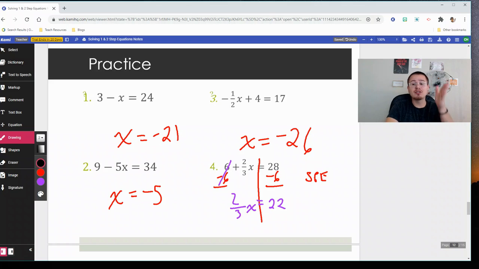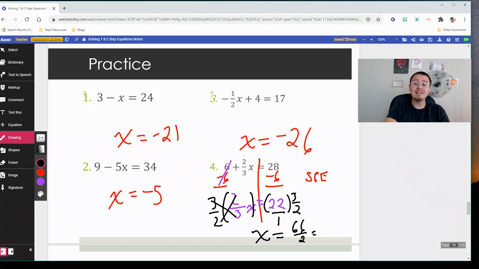2/3 x means 2 over 3 times x. It also means 2 times x divided by 3, however your brain sees it. We got to get rid of it. How we do that, we multiply by the reciprocal, on both sides in parentheses. The reciprocal of 2/3 is 3/2. Flip it around. I like to make my whole numbers over 1 to help me multiply. That's going to make a 1. So we get x equals 22 times 3 is 66, 1 times 2 is 2. And we know, because those are both even numbers, we can simplify or reduce to get x equals 33.